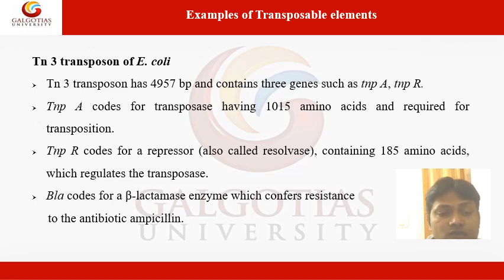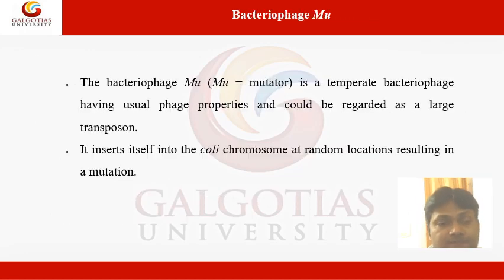TNPA, meaning transposon A, gene codes for the transposase having 1015 amino acids and required for the transposition. TNPR codes for a repressor containing 185 amino acids, which regulates the transposase activity. BLA codes for a beta-lactamase enzyme, which confers resistance to the antibiotic ampicillin.